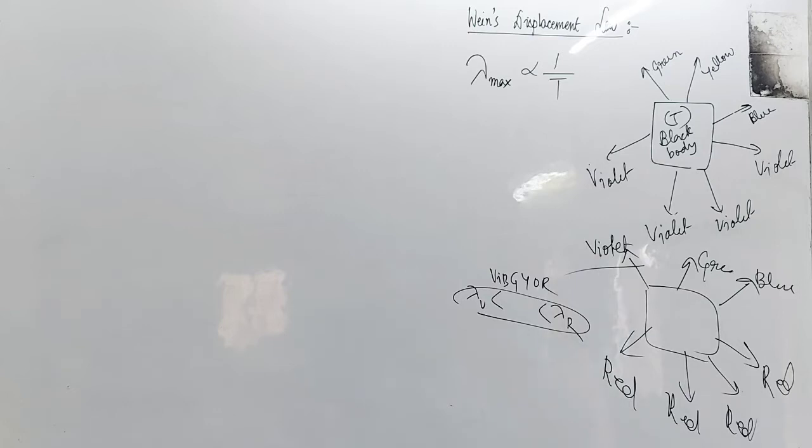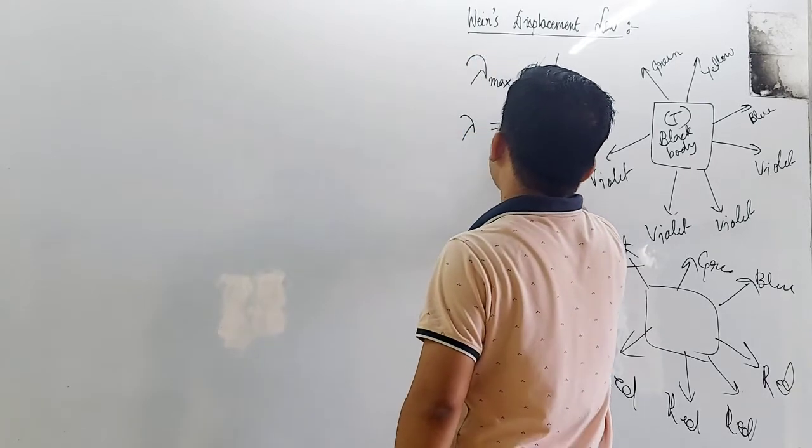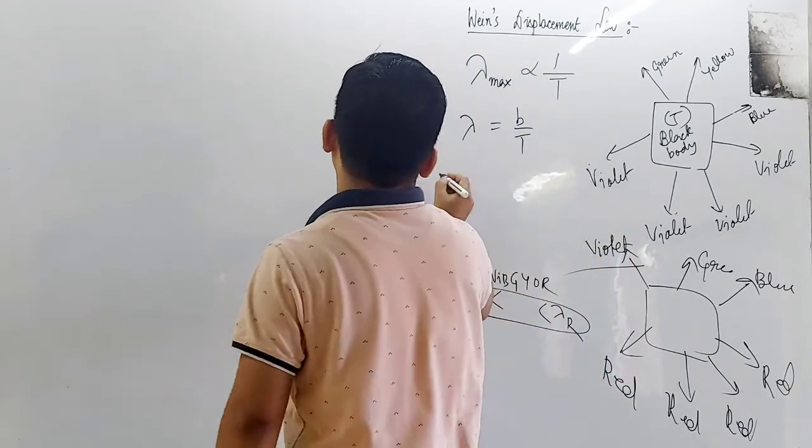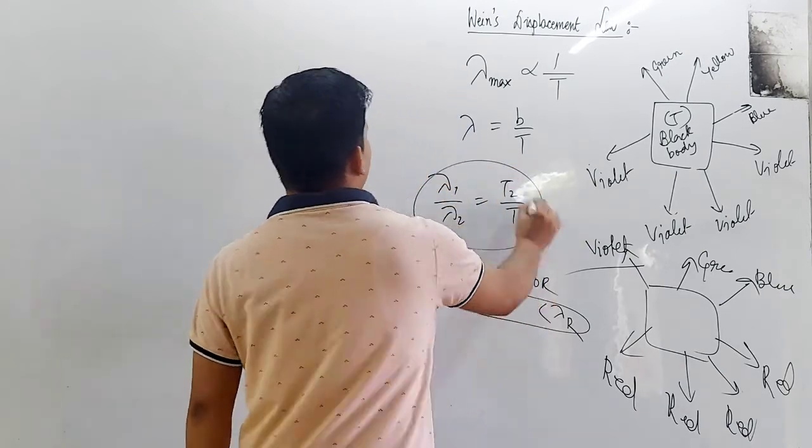And if you still do not know the concept I am talking about, then forget everything. For the radiation chapter, if there is wavelength mentioned, the only law in your heat chapter that contains lambda, your wavelength, is Wien's displacement law. So forget everything and just remember lambda equals b by T. You simply write like this: lambda 1 by lambda 2 is equal to T2 by T1. You have to remember this one.